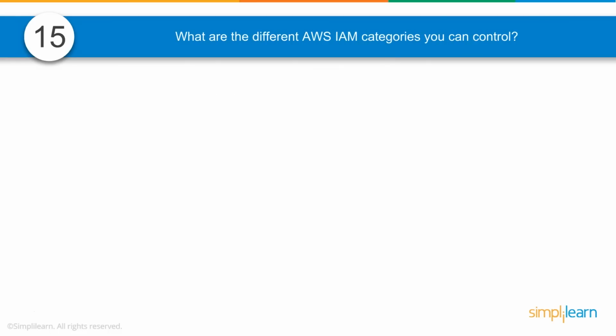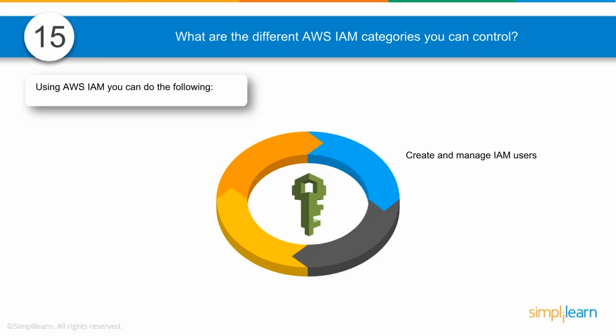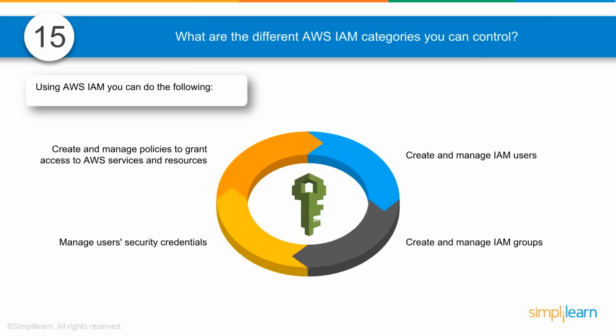Still talking about security, what are the different AWS IAM categories we can control? Using AWS IAM, we can do the following. One is create and manage IAM users. And once the user database gets bigger and bigger, we can create and manage them in groups. And in IAM, we can manage the security credentials, like setting the complexity of the password, setting additional authentication like MFA, rotating the passwords, and resetting the password. There are a few things we could do with IAM. And finally, we can create policies that grant access to AWS services and resources.